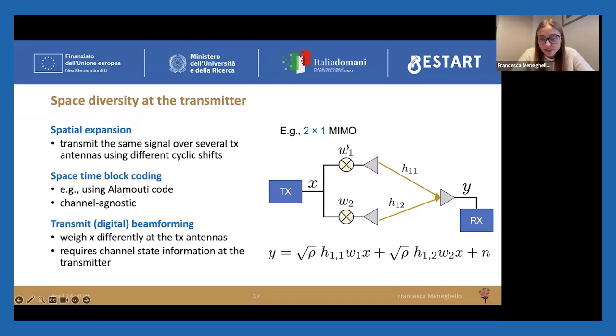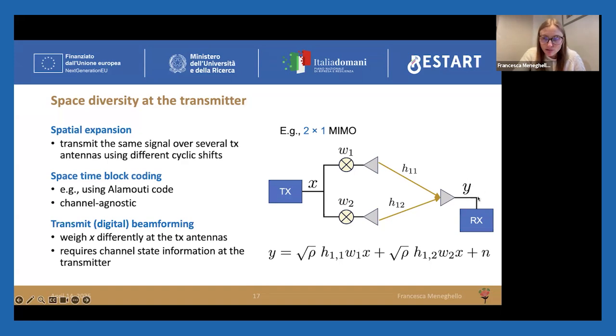It is implemented by modifying this signal and combining it at the different antennas through some weights. Here we have W1, and at the other antenna we have W2, before transmitting it through the channel. And the idea is that this W2 will compensate for the impairment of this channel, and W1 for the impairment of this link from the first antenna to the receiver antenna.